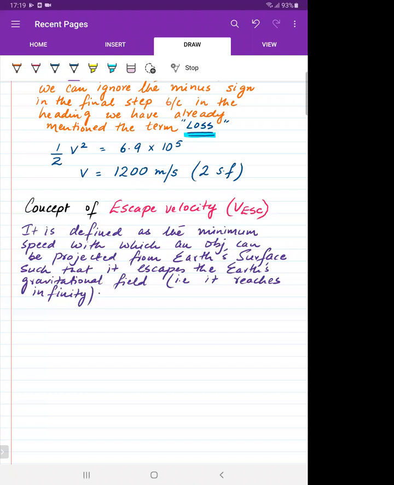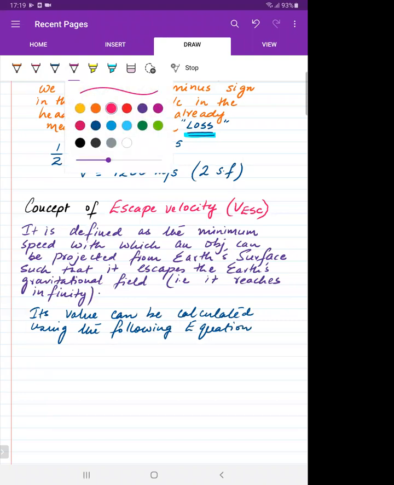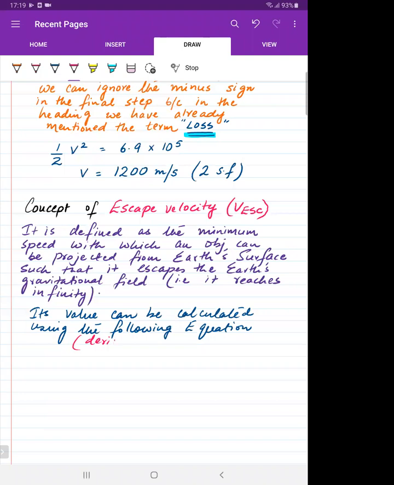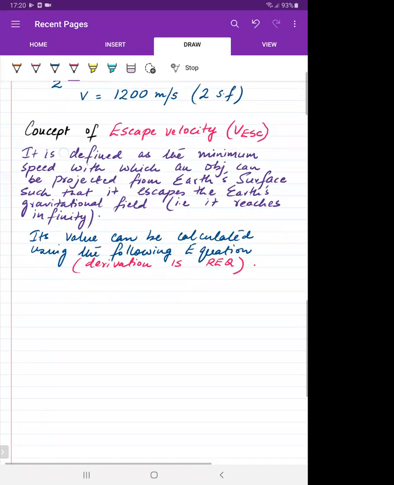Okay, so minimum speed with which an object can be projected from the Earth's surface, such that it escapes the Earth's gravitational field. That is, it reaches infinity. Its value can be calculated using the following equation. Brackets में लिख देता हूं. इसकी derivation is required. ठीक है. So how can we work out the value for the escape velocity? Let's start with the diagram first. फिर आगे proceed करते हैं.